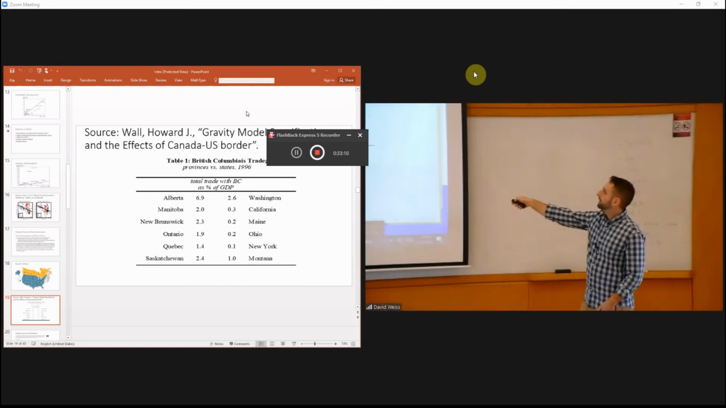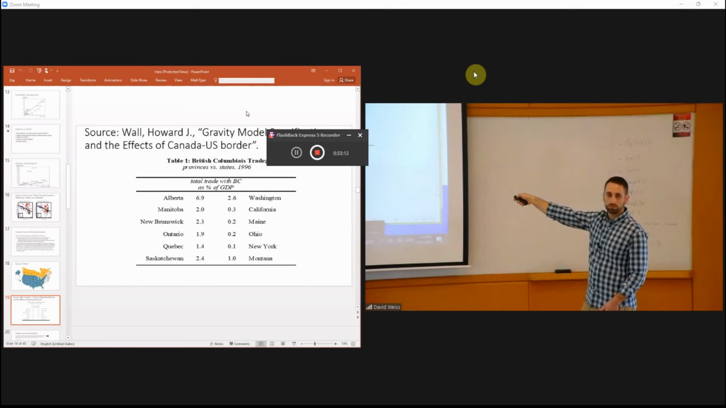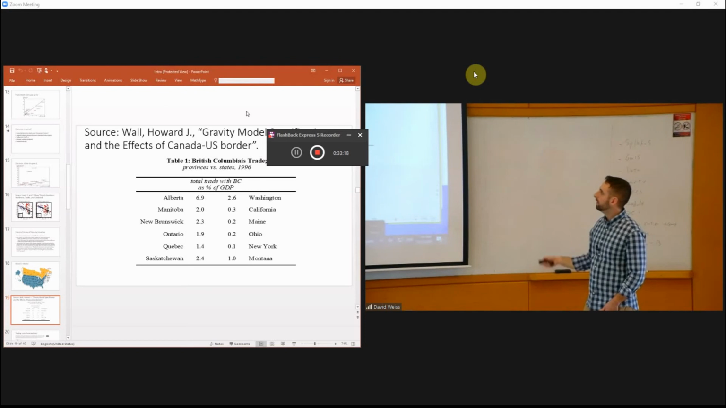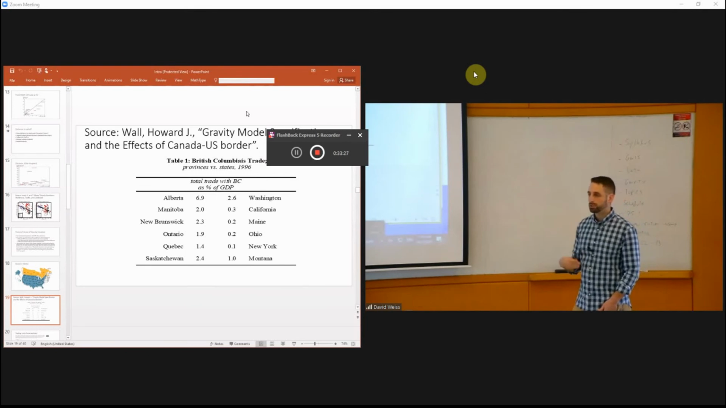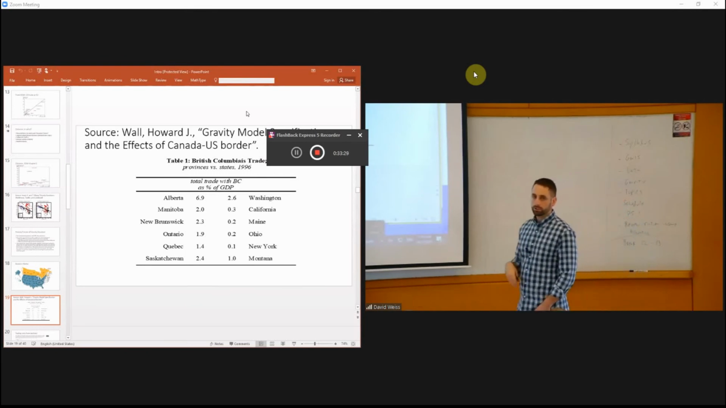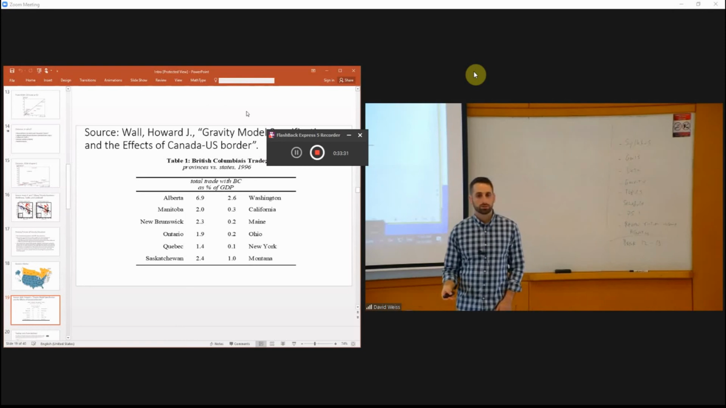Manitoba and California are similar distances from British Columbia. British Columbia trades a hell of a lot more with Manitoba than with California. New Brunswick and Maine, similar. Ontario and Ohio, similar. Quebec and New York, similar story. This border between the US and Canada, even though there's a free trade agreement, really seems to matter a lot.